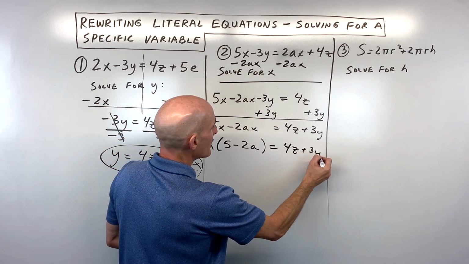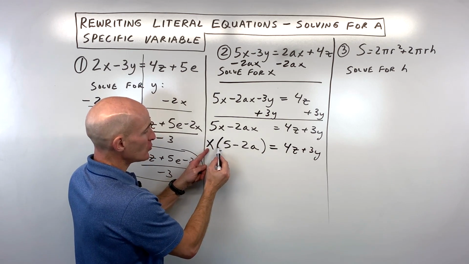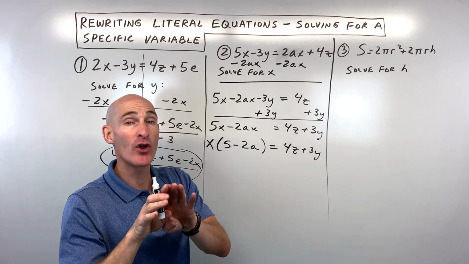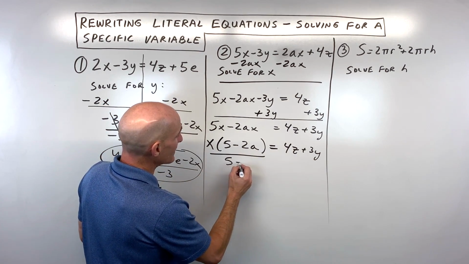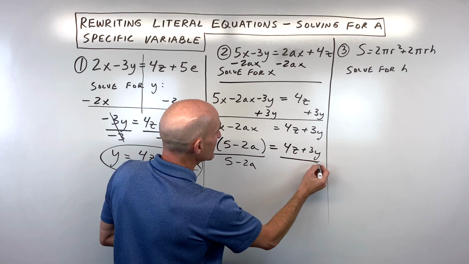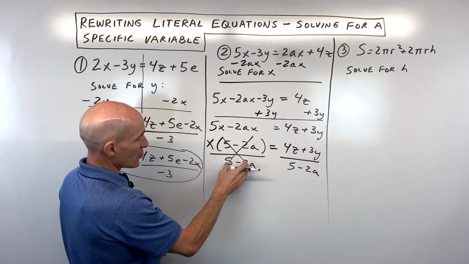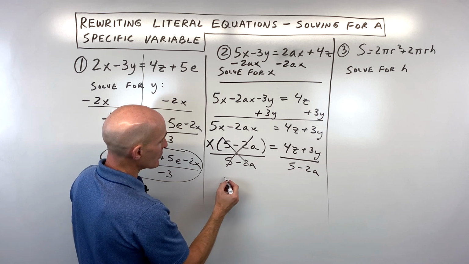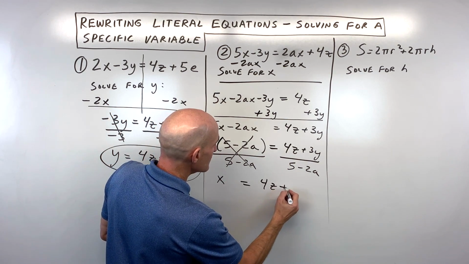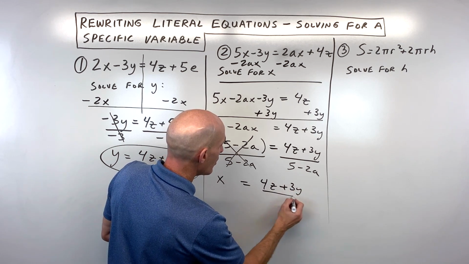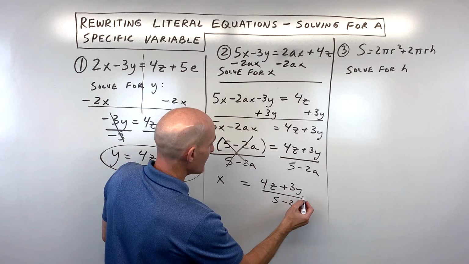And then now we want to get this x by itself. Now notice it's right next to this 5 minus 2a, side by side. That means that they're multiplied together. What's the opposite of multiplying? Dividing. So we're going to divide both sides by 5 minus 2a. And that term is going to cancel with that group. Okay, so now we're just left with x is equal to 4z plus 3y all over 5 minus 2a, and you got it.